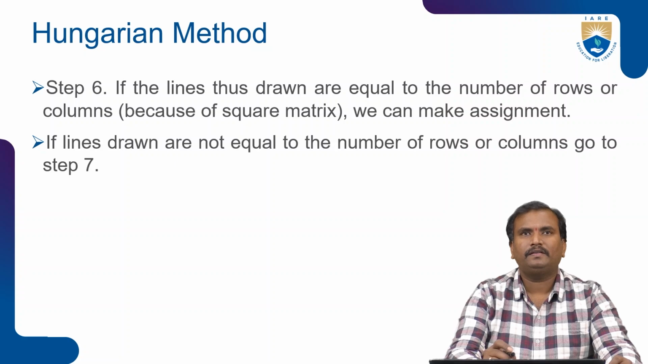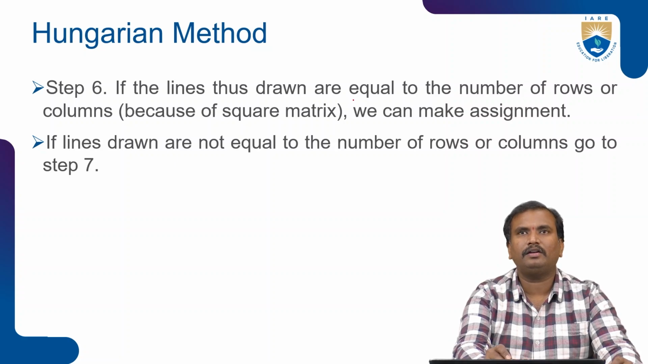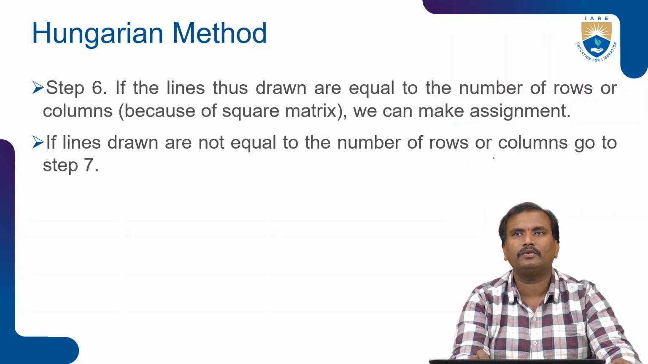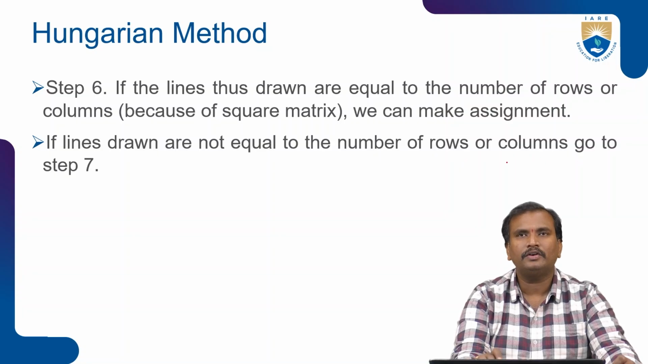And the next step is, if the lines thus drawn are equal to the number of rows or columns, we can make the assignment. So if it is a square matrix, we can make the assignment. If the lines drawn are not equal to the number of rows or columns, then we have to go to step 7.